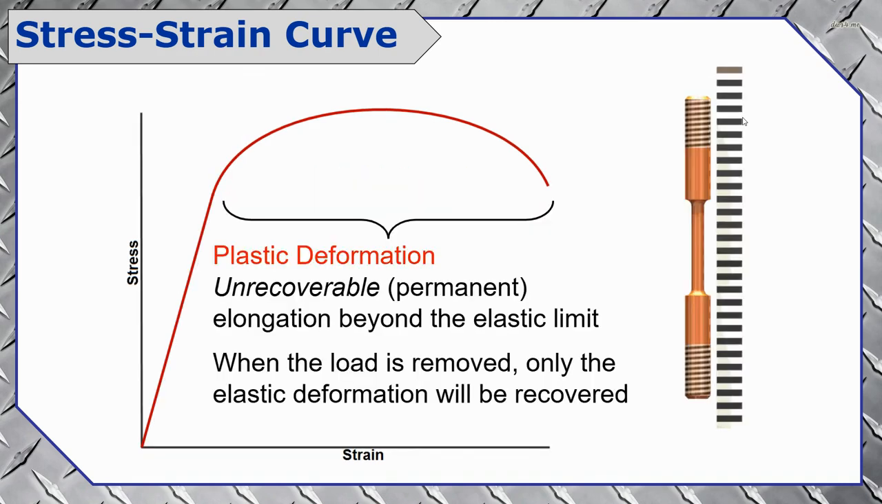This brings us to the plastic portion of the curve. All of the deformation that takes place beyond the yield point is called plastic deformation. This is unrecoverable permanent elongation, where even if the force is removed, we're not going to see the sample returning to its original length. Only the elastic portion of the strain will bounce back.